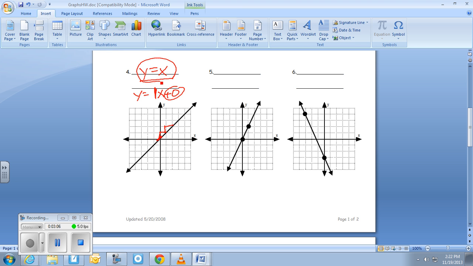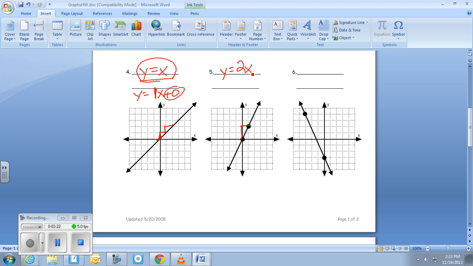All right, on number 5, my y-intercept is 0 again. I just need my slope. So I'm going up 2 over 1. It is a positive slope, so y equals 2x. I don't need to add the plus 0.